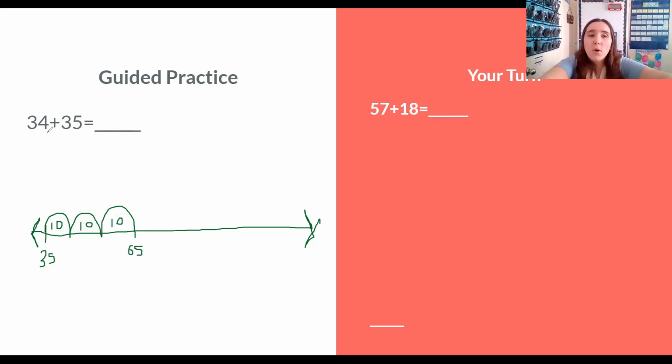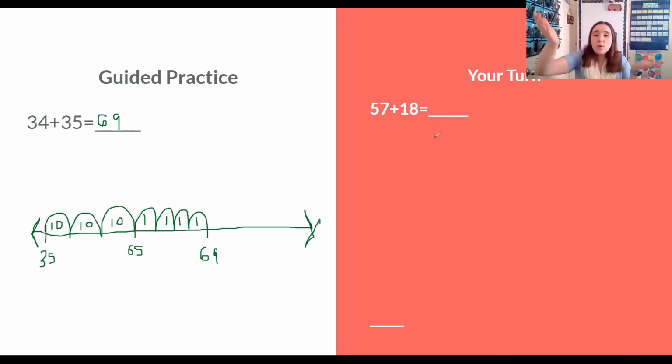And then I just have 4 ones to add. So 66, 67, 68, 69. And I could label these just to make sure I'm being very clear. I added 1 each time. So my answer to 34 plus 35 is 69. Now, of course, you could have done that without a number line, but I just chose to use that tool. Go ahead and solve 57 plus 18 using whatever strategy you like, and then come back to me when you have your answer.